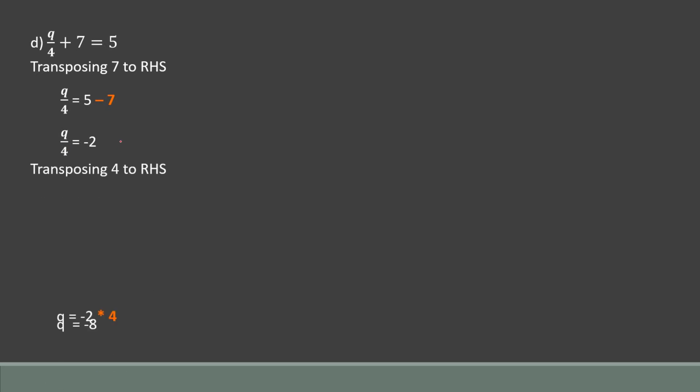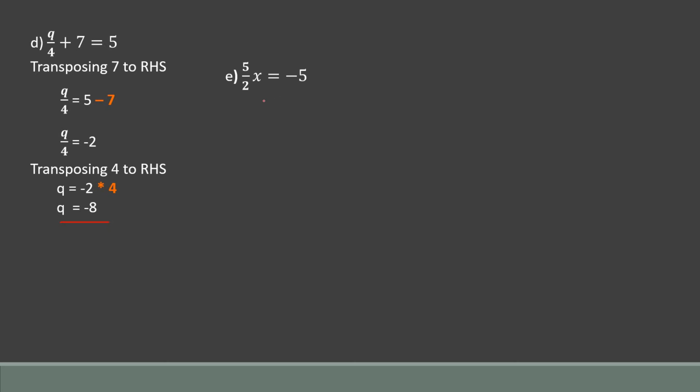Next is q upon 4 plus 7 is equal to 5. Now, I'm going to transpose this plus 7, it will become -7 if I'm transposing it to the right hand side. So, q upon 4 is equal to 5 minus 7. 5 minus 7 का आंसर क्या आता है? -2. So, my new equation is q upon 4 is equal to -2. अभी क्या करना है? ये 4 जो डिवाइड है वो ट्रांसपोज होने के बाद होगा मल्टीप्लाई बाय 4. So, q is equal to -2 into 4, that is -8. 4 into 2 is 8 and don't forget to give this minus sign. That's why my answer is q is equal to -8.